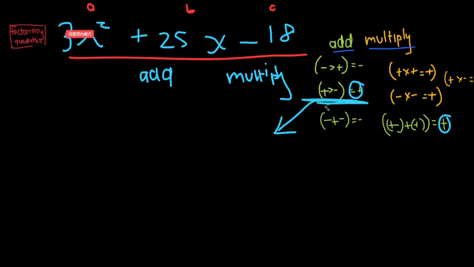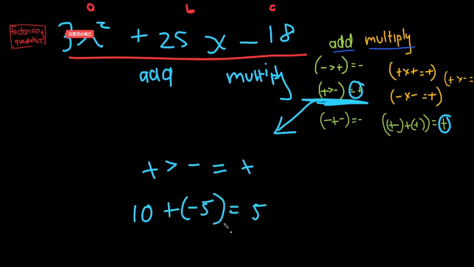This rule here was correct. We found that when you add them together, they add to 25. When you multiply them, they multiply to a negative number. But what you can identify from this rule is that a positive greater than a negative is equal to a positive. So a greater positive number such as 10, when added with a smaller negative number such as negative 5, is still equal to a positive number, right?